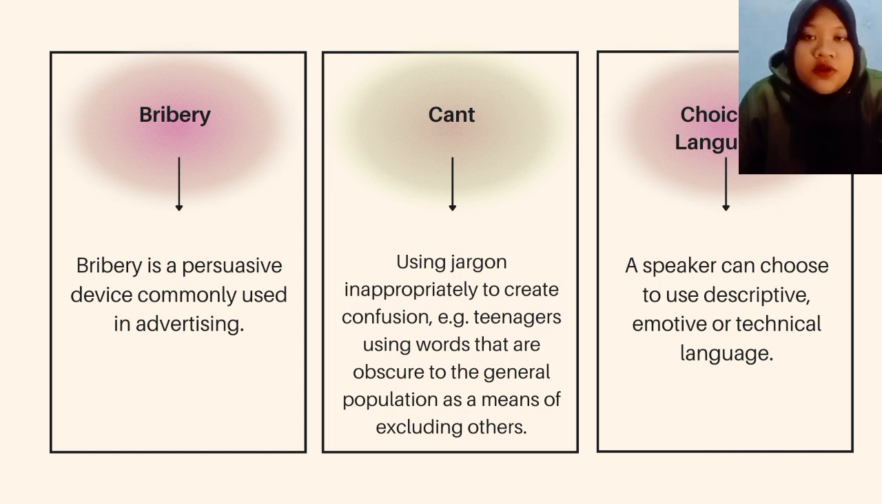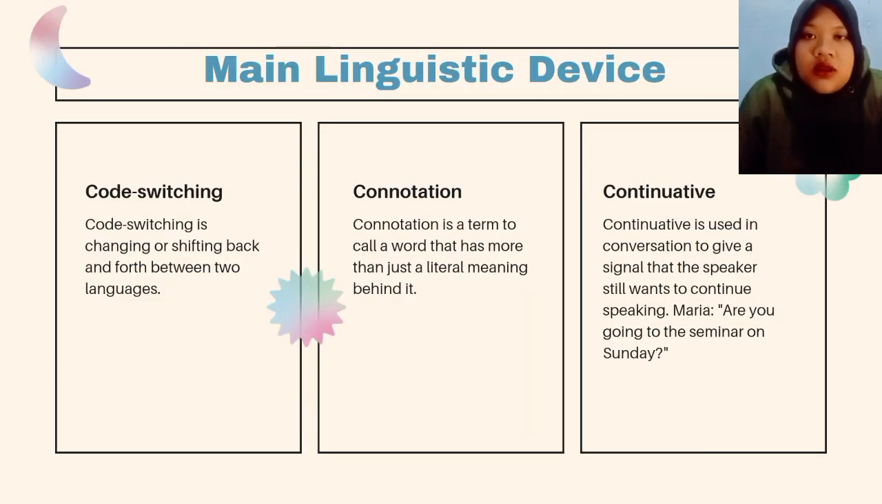Six, choice of language. A speaker can choose to use descriptive, emotive, or technical language. Then, seven, code switching. Code switching is changing or shifting back and forth between two languages. Eight, connotation. Connotation is a term to call a word that has more than just a literal meaning behind it.